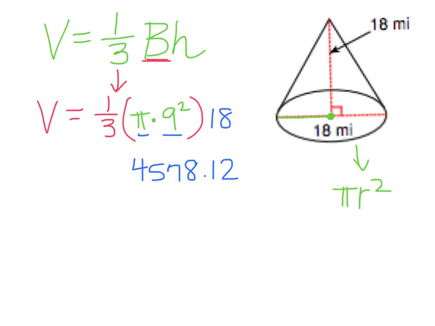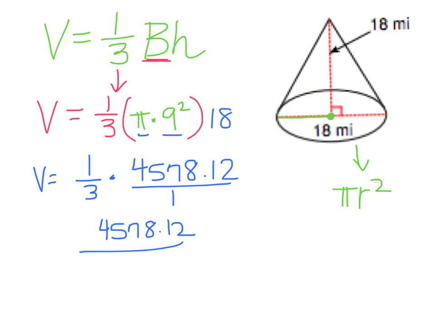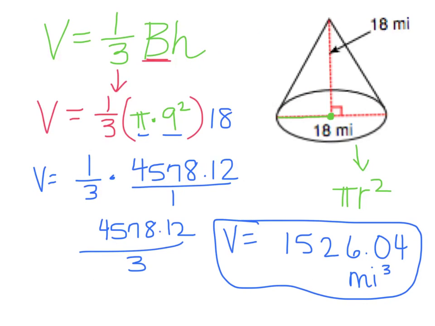4578.12. Okay, my last step is I need to times that by 1/3, which again is the same as dividing by 3, or if you want, you can just put a 1 under it, and you get 4578.12, and then 3 times 1 is 3, so I'm just going to divide it by 3. So my final answer for my volume of that cone is 1526.04, and it's miles cubed because it's volume. So that's how much that cone can hold.